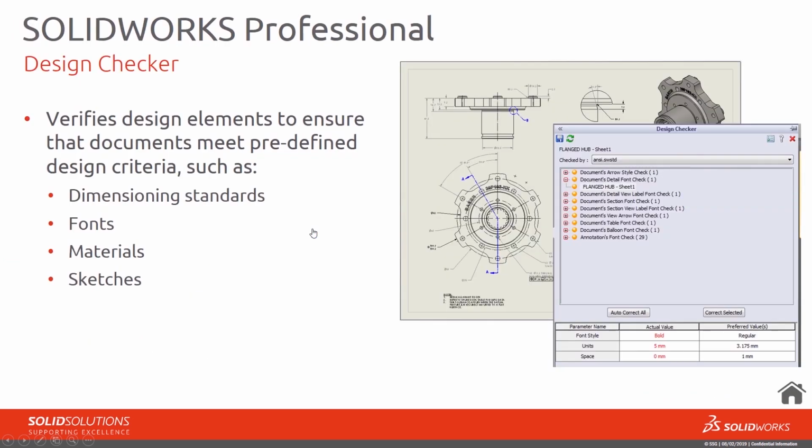We've then got the design checker. So the design checker basically checks documents to make sure that they are adhering to certain design criteria. So things like dimensioning standards, things like sketches, making sure they're all fully defined, making sure the correct materials are being used, fonts and things like that. So it's basically just checking over the document as a checker would do, just to make sure that everybody's using the right font, for example, or in the same size.